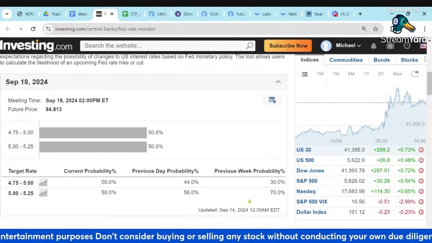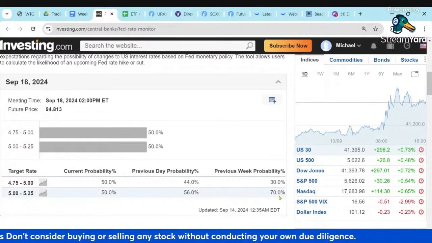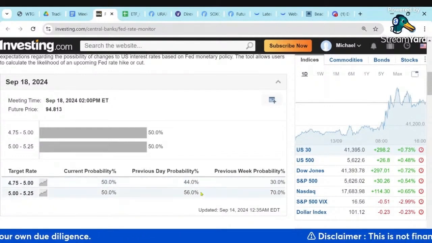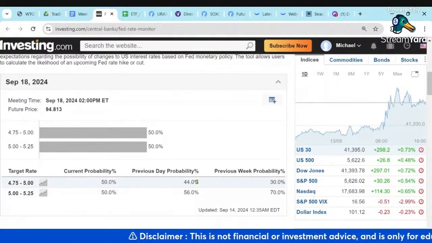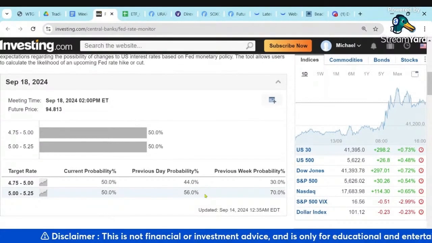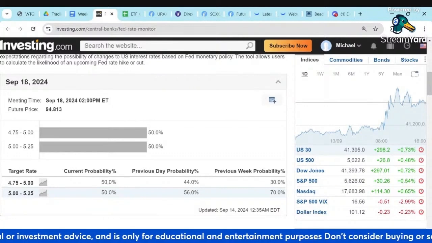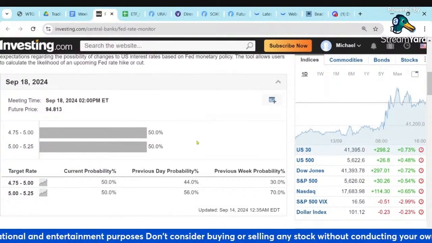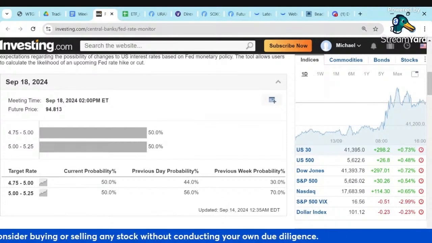It's interesting that that probability was 70% for a 25 basis point cut, 30% for a 50 just last week. So based on just a day ago, again, moved down from 56% down to 50% for a 50 basis point cut. So based on the economic data as it comes out, these probabilities will shift. And again, right now the market's thinking 50-50. Now, again, not financial advice, but my opinion, somebody's going to be disappointed no matter what they do.